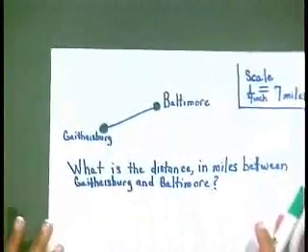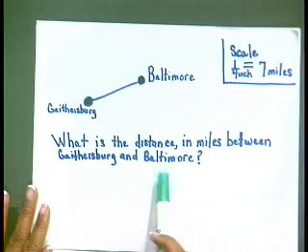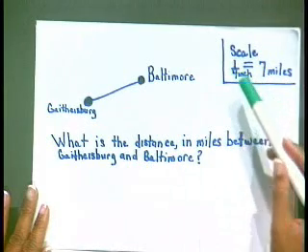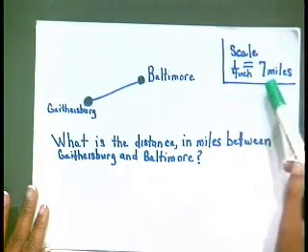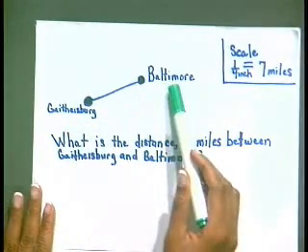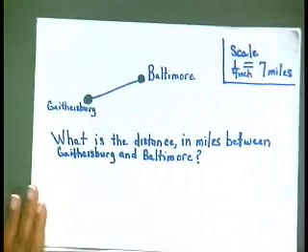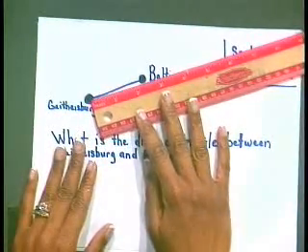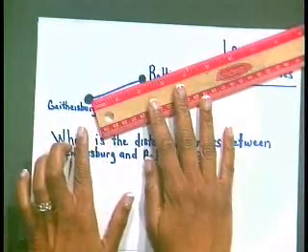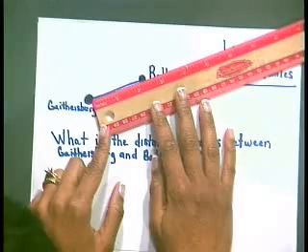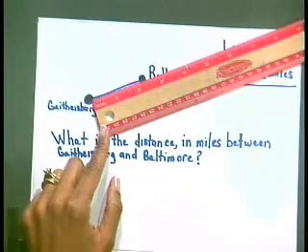If you look at my drawing, we have Gaithersburg and we have Baltimore. What is the distance in miles between Gaithersburg and Baltimore? Now, the scale that's given is 1/4 inch equals 7 miles. So in order to determine the distance, first I need to measure using my ruler, my measuring tool, the length in inches between Gaithersburg and Baltimore. When I use my ruler to measure, I see the length of this line segment is actually 2 inches.